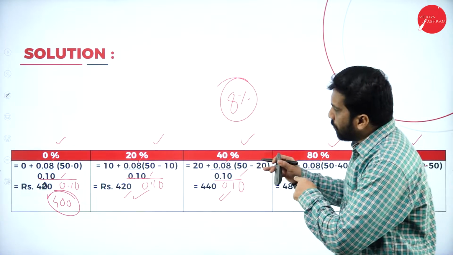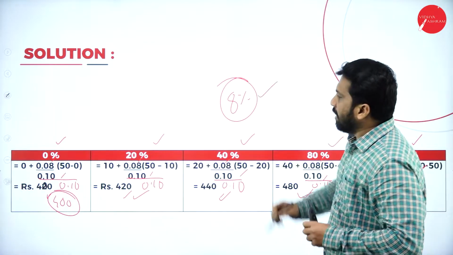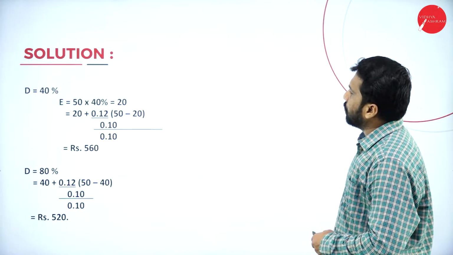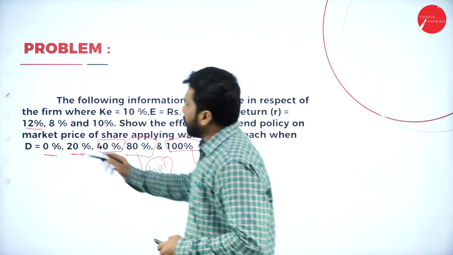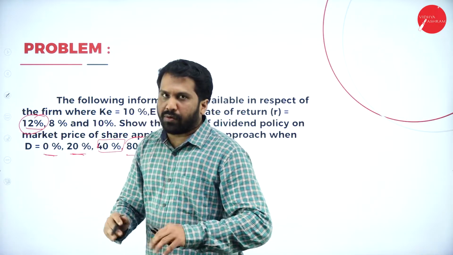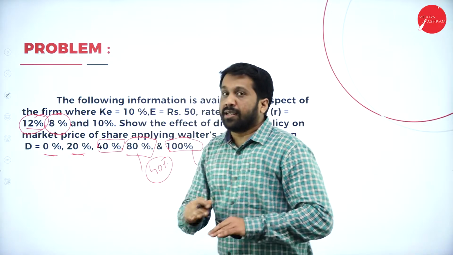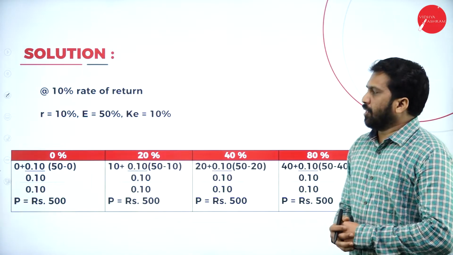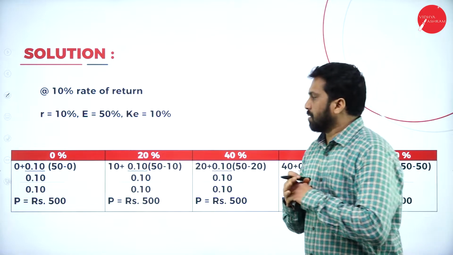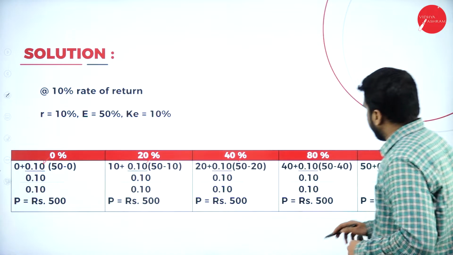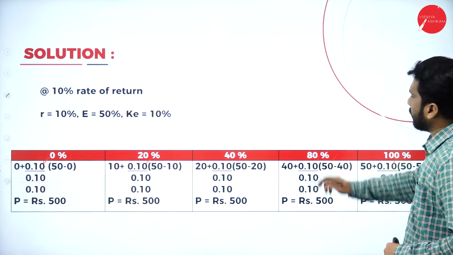Now, what we have done is, we have done for 8% return. Now, see, I'll show you once again. All the calculation we did for 12%, it is over. In the table, we did calculation for 8%. Now it is over. So next calculation will be, it is for 10% now. So everything we have taken for 10%, 10%, 10 and 10%.